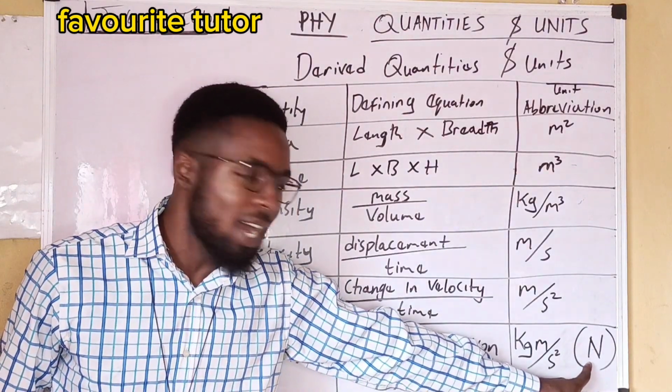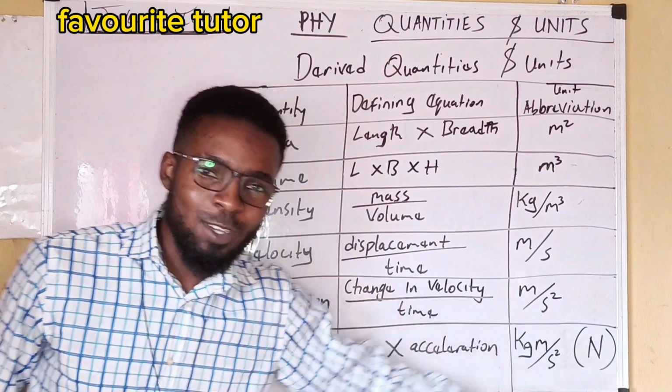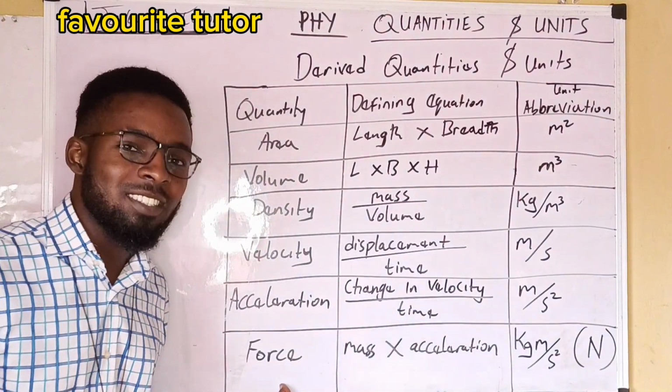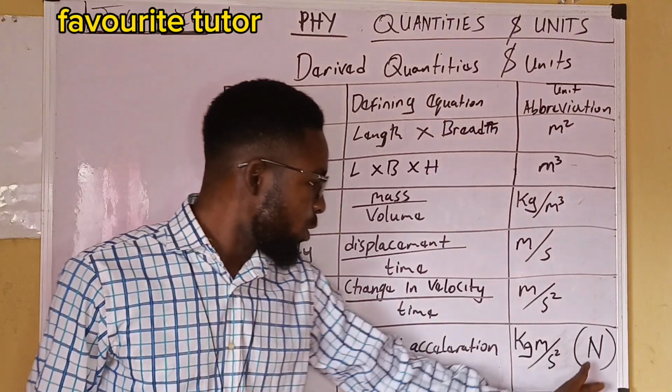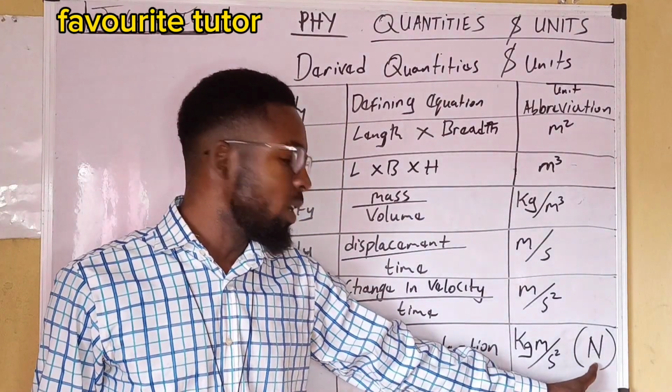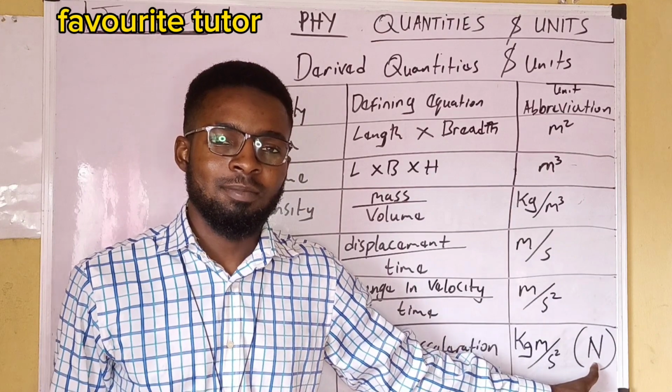Newton. Remember Sir Isaac Newton gave us an illustration for this quantity, force. So the standard unit for force is Newton, capital letter N.